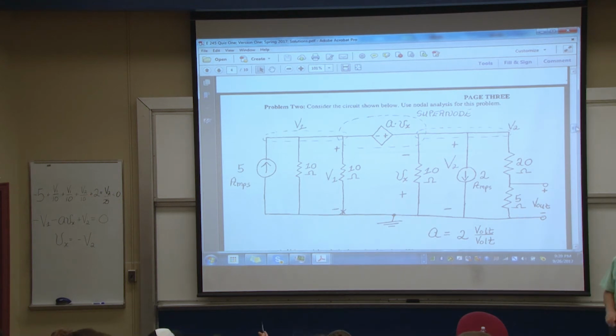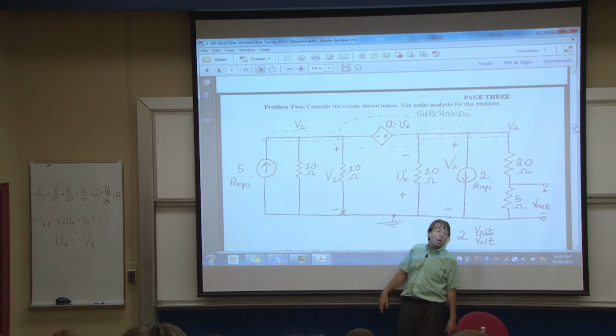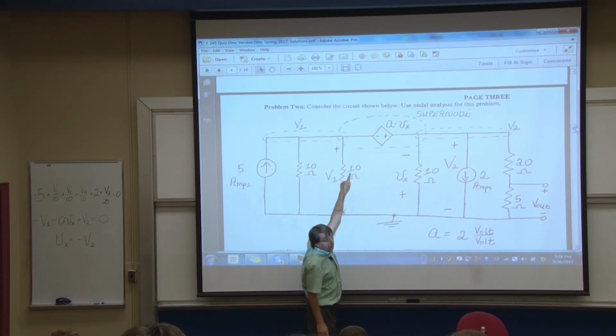I don't. The question is, when I'm solving for the supernode, how do I know to start at the x? I don't. What I know is I have to walk through the supernode. So my colleagues, start anywhere you want. You'll get the same answer. How about you start up here?